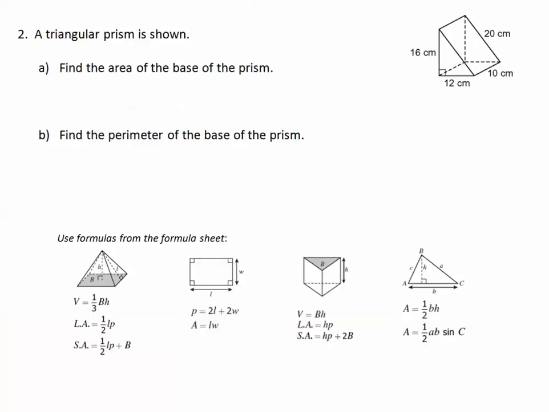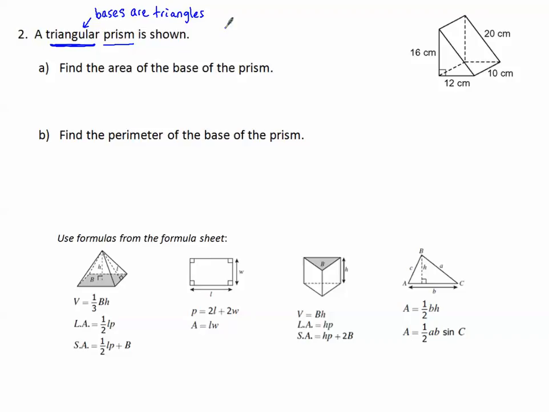Let's do another one. A triangular prism is shown. Again, the type of prism that it is refers to the base. The base, and since it's a prism, there are two bases. So the bases are triangles.